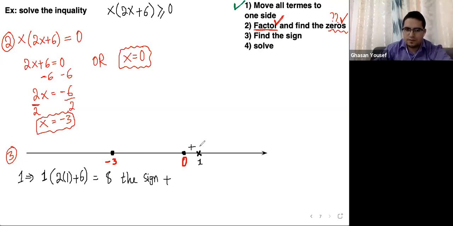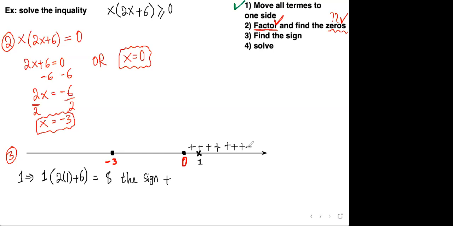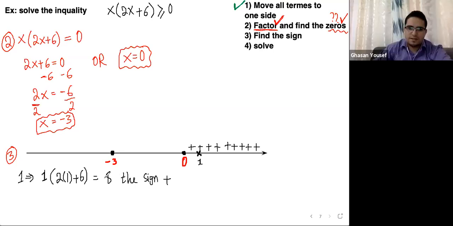So here's positive, positive, positive, positive. When you say the number sign, you mean like the sign of the 8? Yes, positive. Here I get the question, why is it x equals 0?